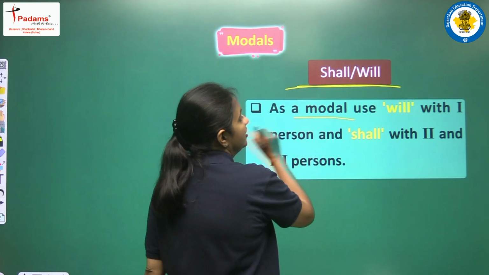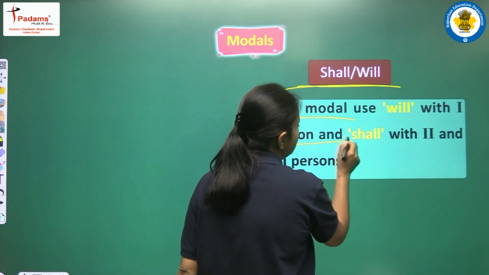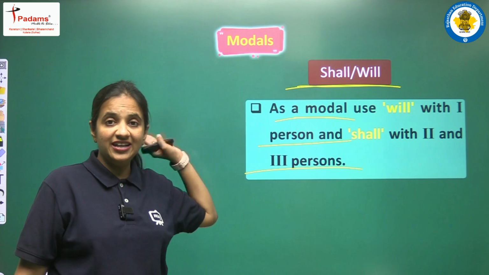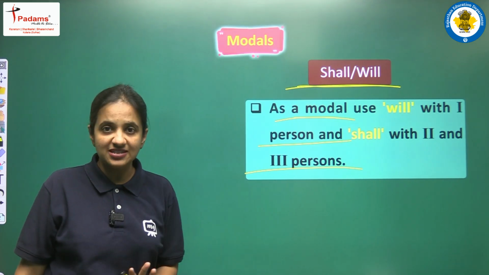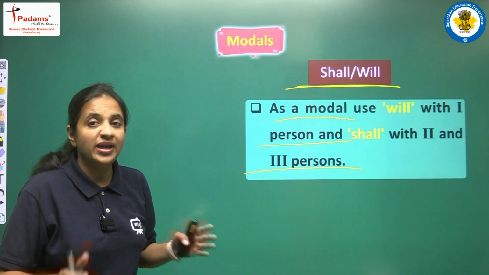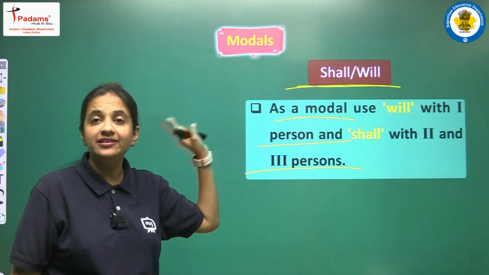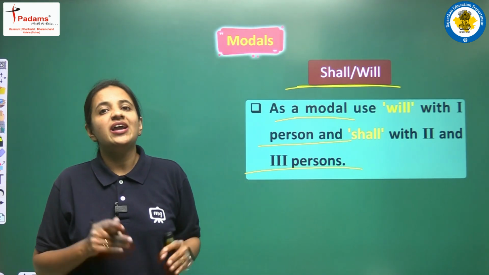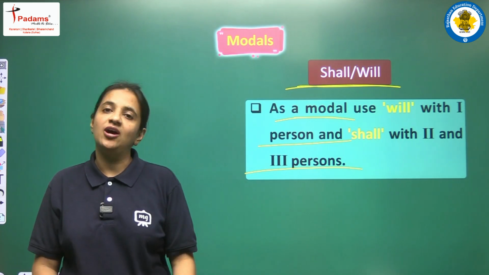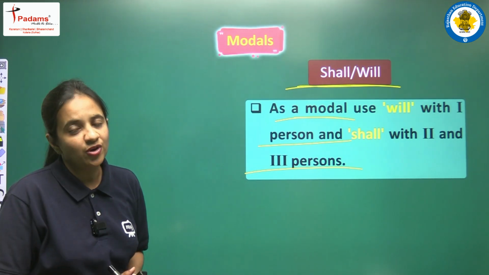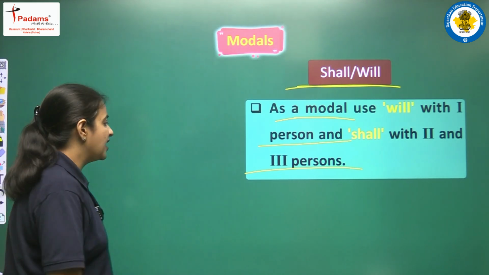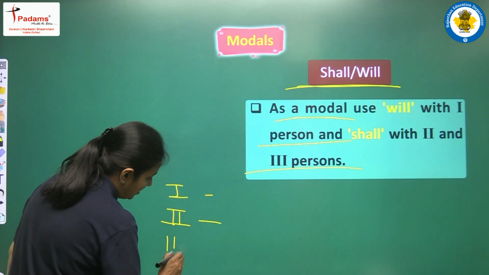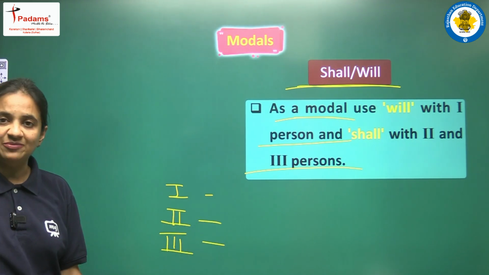As a modal, use will with the first person and shall with the second and third person. After reading this one sentence, I hope the difference is clear. First of all, students, let's make it very clear what the first, second and third person of pronouns are. I hope these terms are clear to you all. When we do the topic personal pronoun, we know that in pronouns we have three persons: first person, second person and third person. Let's write them one more time to revise.